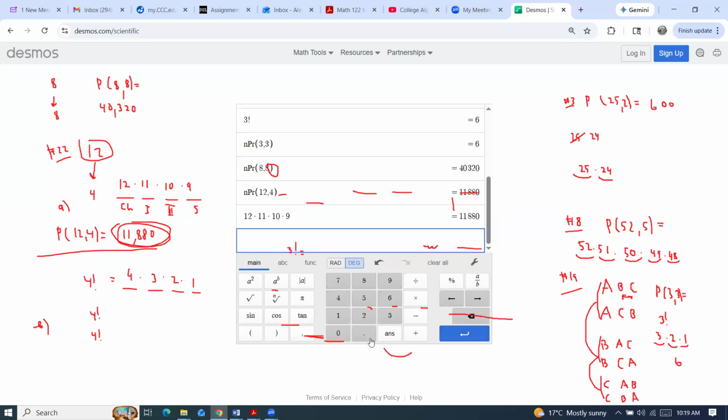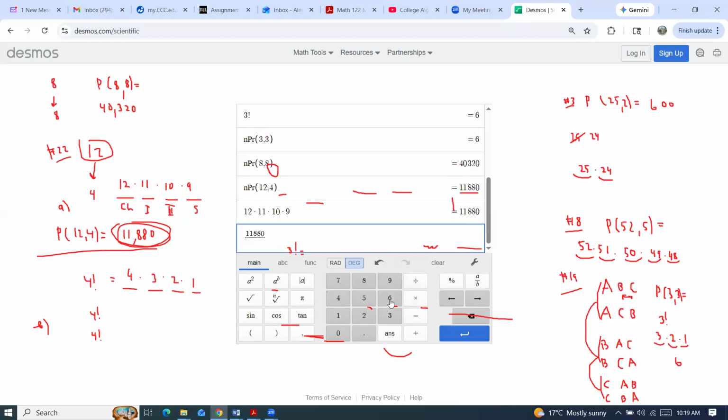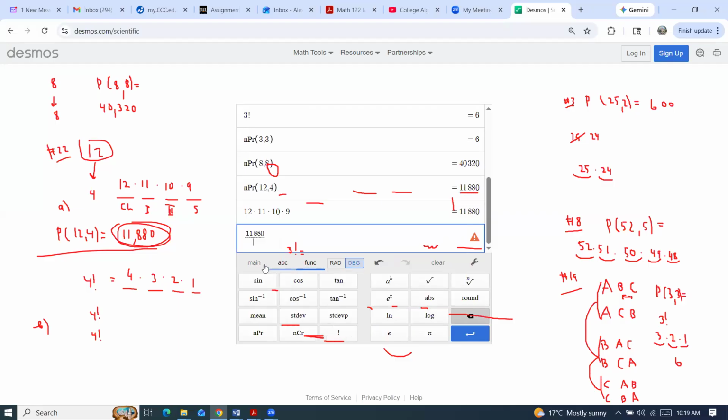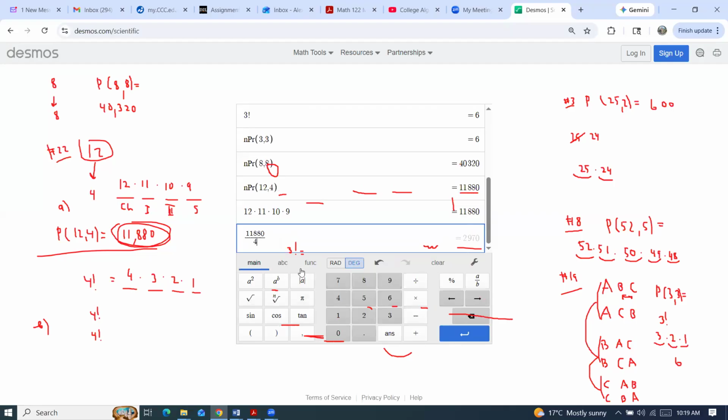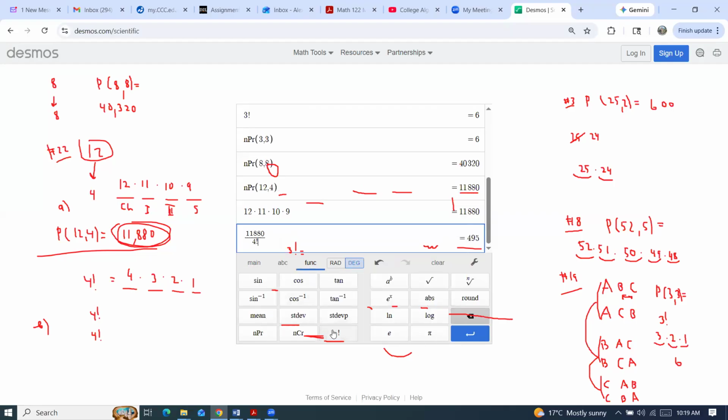So if I take this 11,880 and divide this by 4 factorial. So if I put division in the function again, I need 4 factorial. So I need to put 4 first, right? And then the function, then factorial. So now it's 495. 495 possibilities if I don't permute these people.